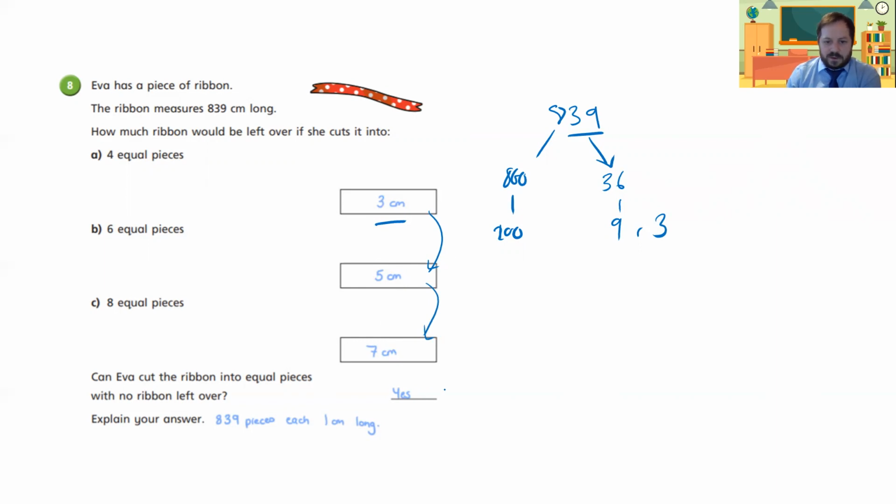So can she cut them into equal parts and have no ribbon left over? Now you could go through lots of different ways, but the easiest way to say it would be if you cut them all into 1 centimetre pieces, then everyone would get a centimetre piece, and there would be 839 pieces. So 839 divided by 839 equals 1. So it is possible in that regard.